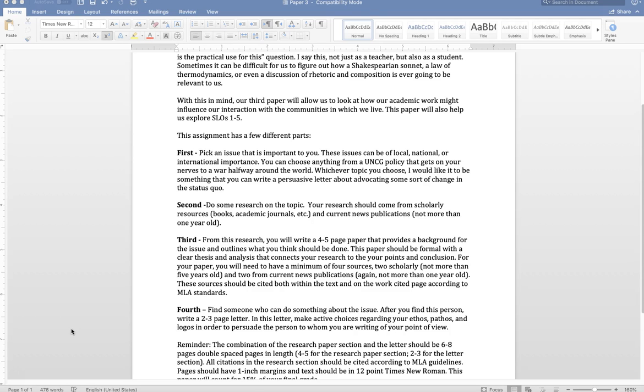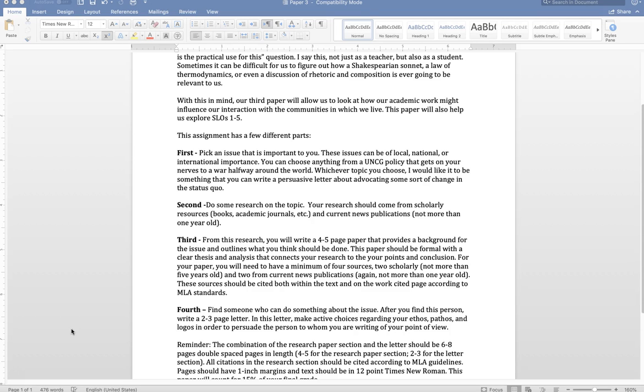These things need to be arguable, right? It can't just be something like pollution is bad. That is not a thesis statement. That is a definition. It needs to be something more specific, like the amount of straws that we're discarding is the #1 contributor to little cute seal deaths or something like that. So you need a clear thesis and analysis that is going to connect your research to the points and your conclusion.